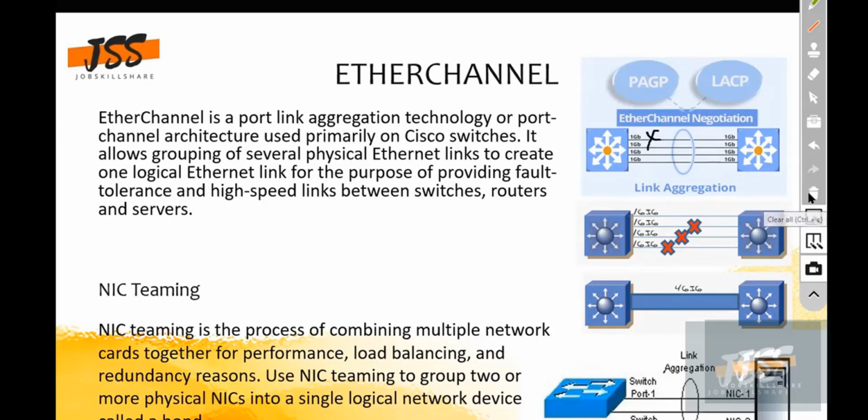But the problem is only one cable will be utilized. As you can see here, these will be in the blocking state, and this is the only one in the forwarding state. And what forwarding state means, if we have PC1 here and we have PC2 here, and if it wants to send information, it will go through here always.